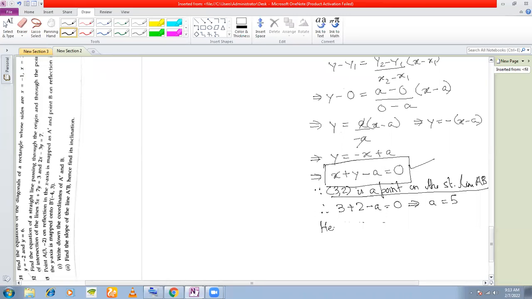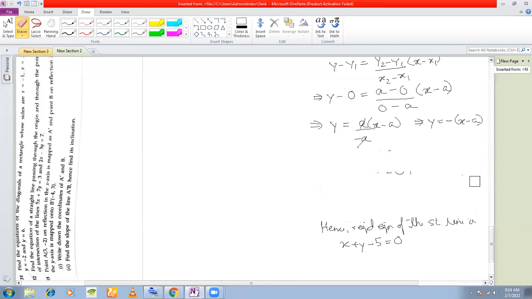Hence the required equation of the straight line is x plus y minus 5 is equal to 0, and that should be your answer. Now there are at least three ways of doing this problem, at least. We'll proceed with the next question.